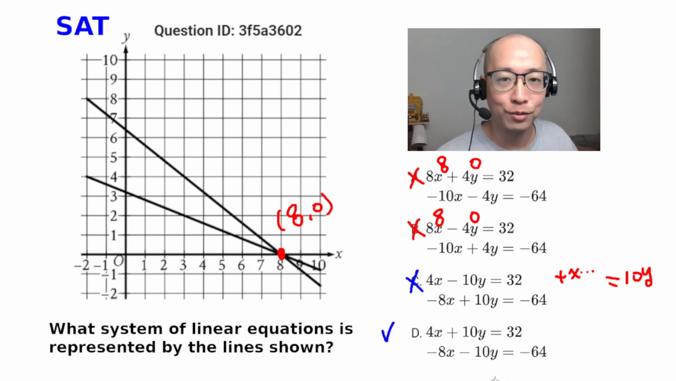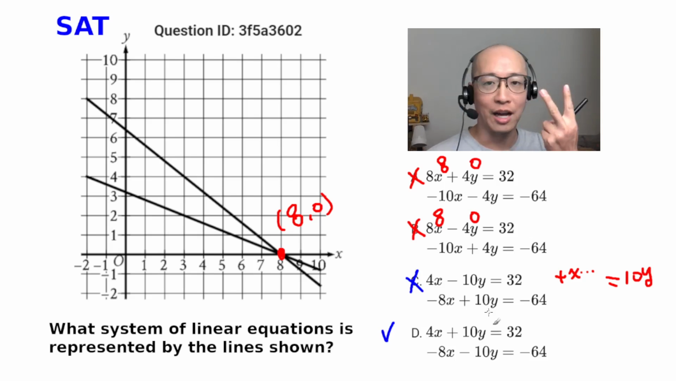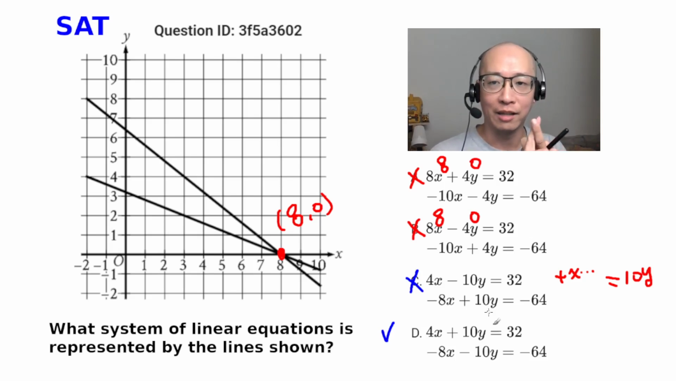I don't know if you think this will be faster, but this is at least another way to think about it. So we have two ways to do it now. One is the traditional way: find two points, find the line equations, and then choose the answer. The other is to eliminate the answers that might not be correct, and then the rest should be the correct answer. That's how to answer this question.